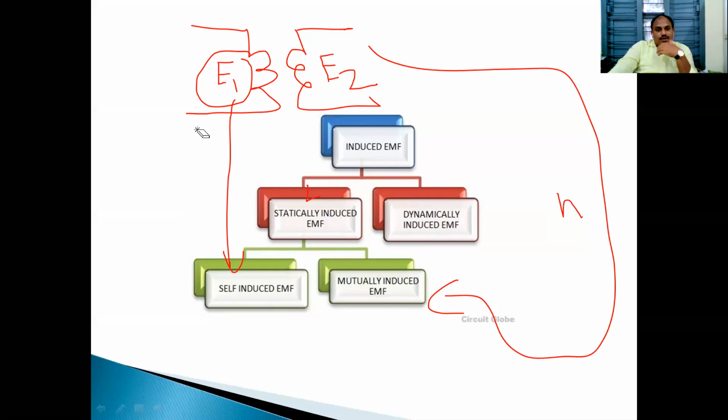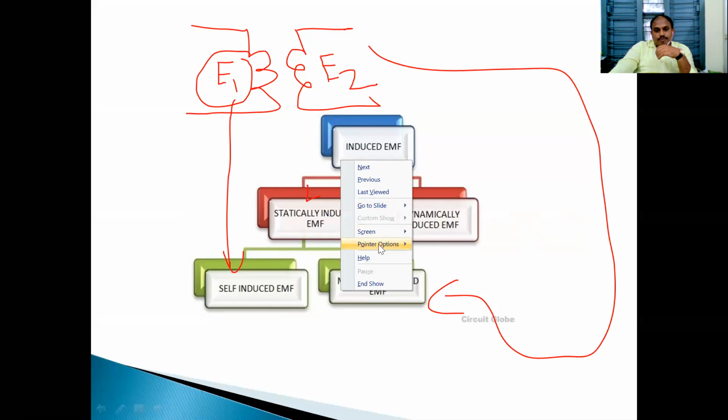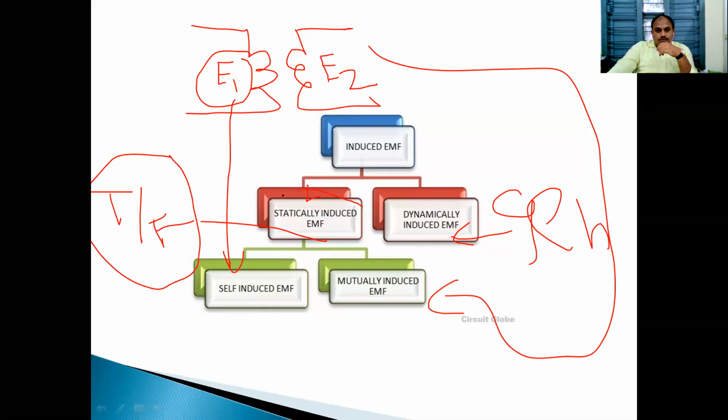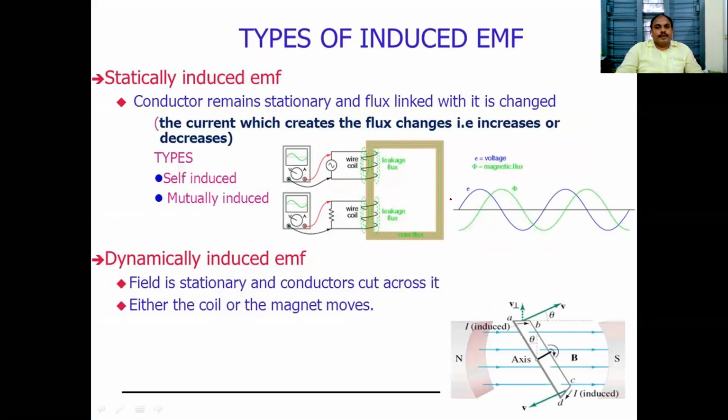So a transformer operates on statically induced EMF, while generators operate on dynamically induced EMF. Transformer, statically induced; generators, dynamically induced.